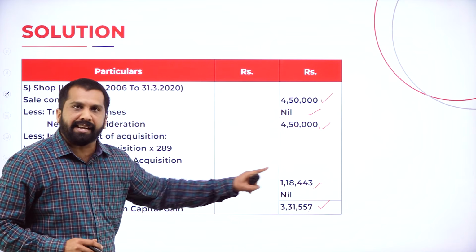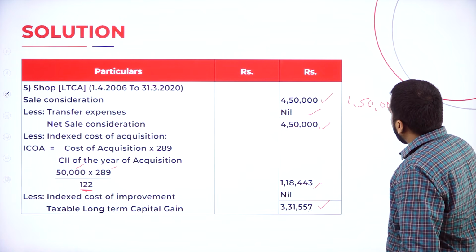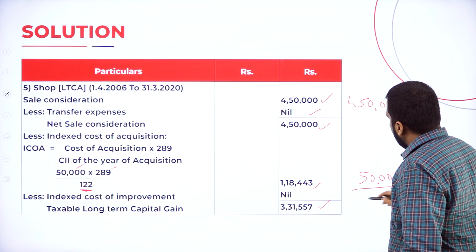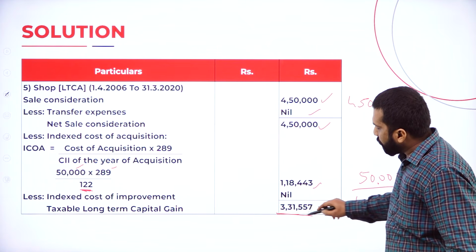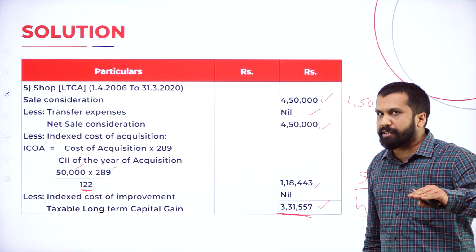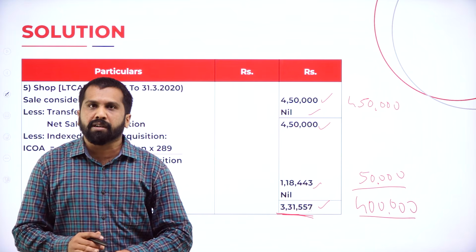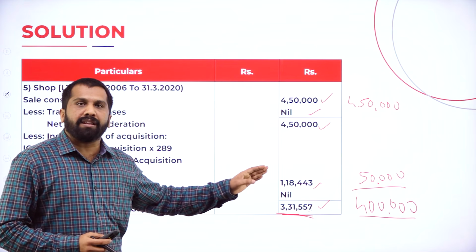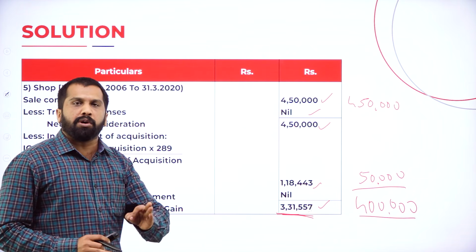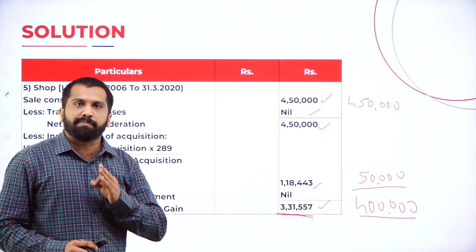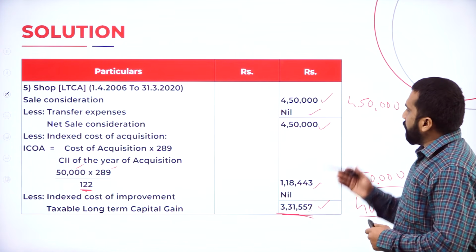If you don't apply indexation, then 4,50,000 minus 50,000, you're supposed to pay tax on 4 lakh. If you apply indexation, you're supposed to pay tax only on 3,31,000. Your tax is reduced. Now you may have the question, sir, whether it is compulsory to take indexation. It is optional. Government has given permission. If you feel that no, I want to pay more tax, then you are not supposed to take indexation. You can pay more tax. Government is always happy if you pay more tax, but they have given permission to take this advantage. So we are done with your fifth one also.